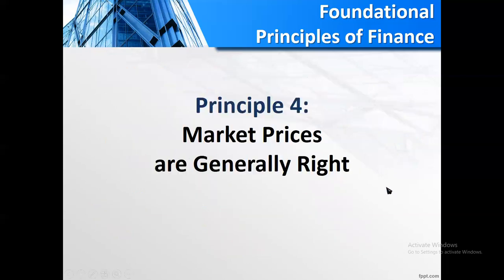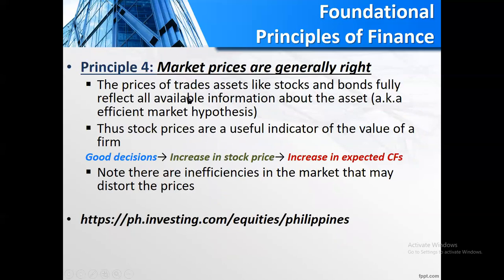Okay, so we go to 7.4. Market prices are generally right. What does this mean? Okay, let's discuss this very quickly. Now, when you trade in assets, whether it's stocks or bonds, the prices in the market should reflect all available information. We call it the efficient market hypothesis, EMH. Now, there are actually 3 types of EMH. I would want you to explore this, okay? What are the 3 types of efficient market hypothesis?